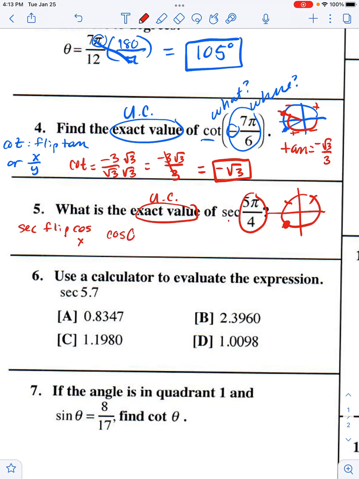Cosine is your x. So if you look at the x coordinate at that spot, you're going to see negative root 2 over 2. So my secant is going to be the flipped over version of that, which is 2 over root 2, and that's still negative. Just like the previous problem, I need to rationalize my answer for this. So if I pick an unrationalized answer on the test, it's not correct. So I'm going to have negative 2 root 2 over 2. This cancels. And there I go.